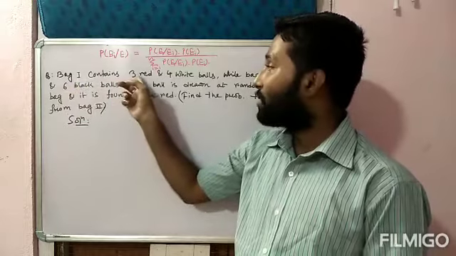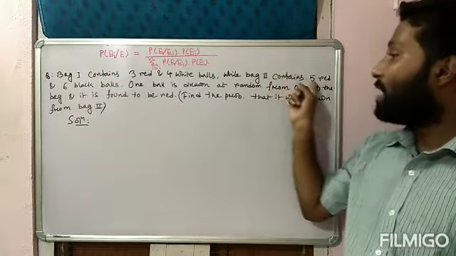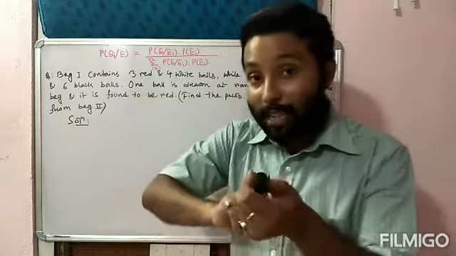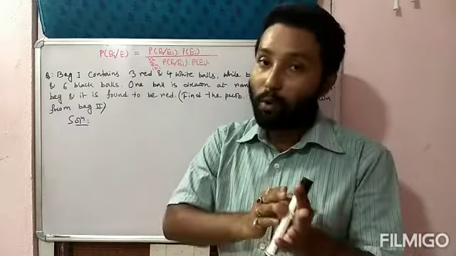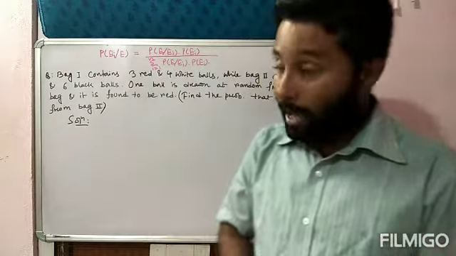Bag 1 contains 3 red and 4 white balls, and bag 2 contains 5 red and 6 black balls. So there are 2 bags, that means there are 2 events. So this confirms that it is not a theorem of total probability question, but a Bayes theorem question.